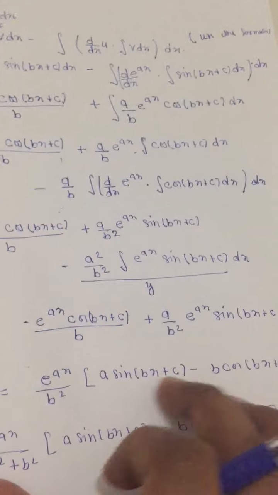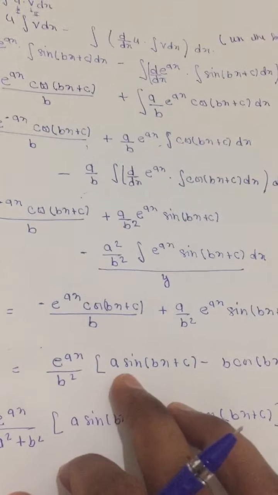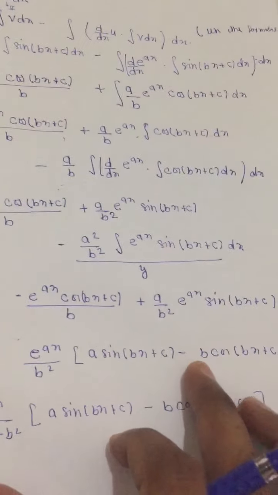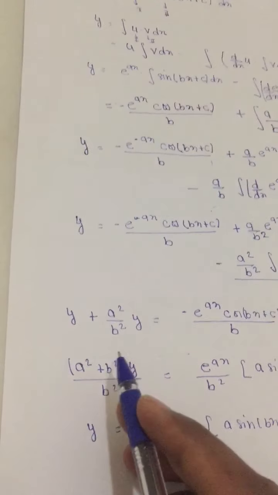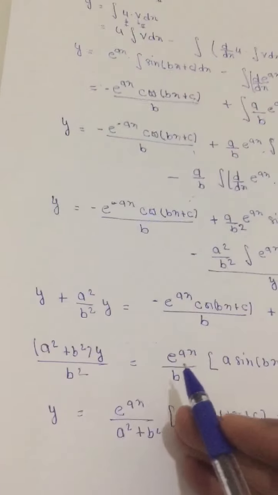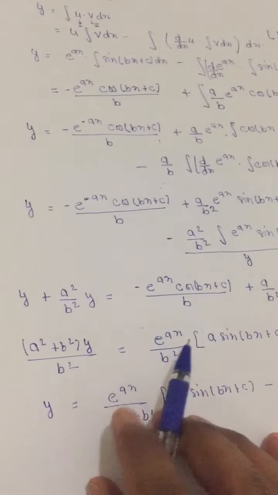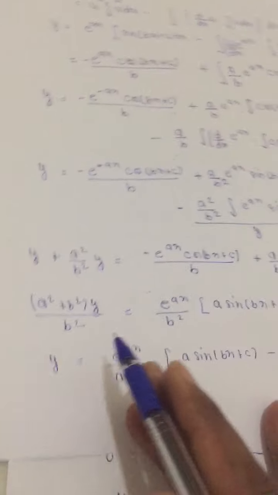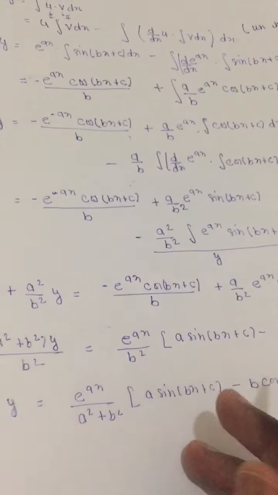So we will solve, and after that we get e to the power ax upon b square into a sin bx plus c minus b cos bx plus c. So here what will we get, here we will rationalize. So a square plus b square upon b square into y is equal to e to the power ax upon b square into a sin bx plus c minus b cos bx plus c. Here b square, here b square, so we will cancel. After that we get y equal to e to the power ax upon a square plus b square into this formula. Now this is the formula you have.